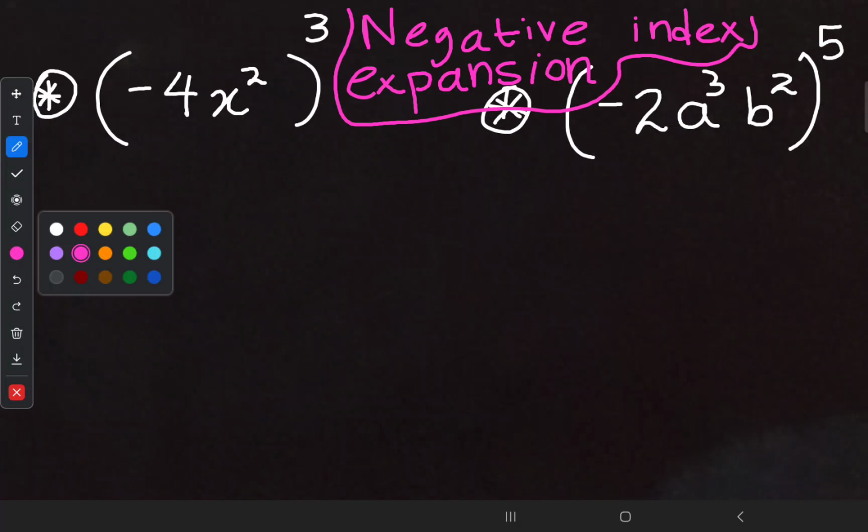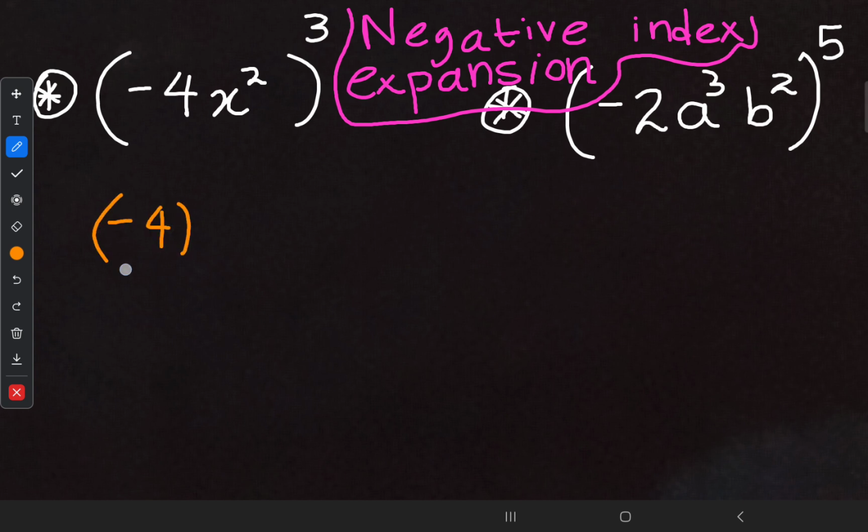Negative index expansion. In this case, (−4x²)³. That means (−4) to the power of 3, when you expand, multiplied with x to the power of 2 times 3. This is a common index now, so it should be multiplied. So (−4)³ means negative 4 into negative 4 into negative 4.